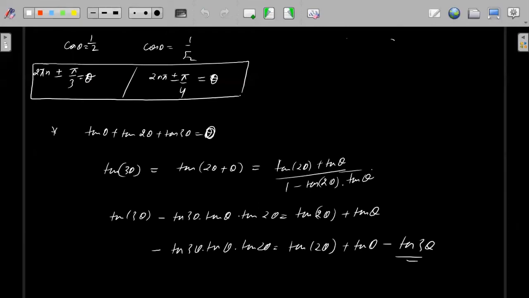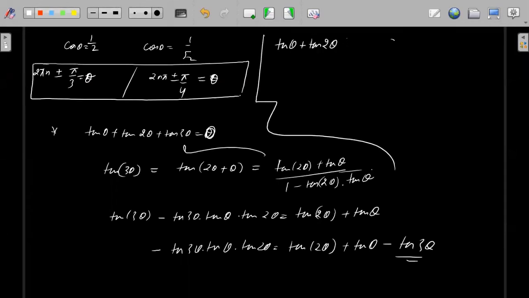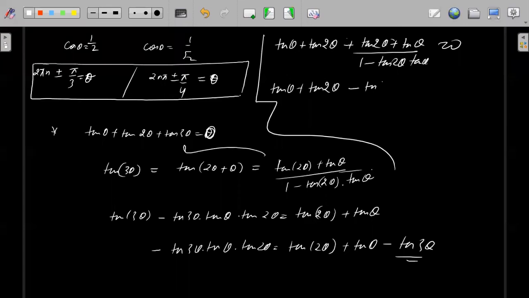Okay, so let's see. One more method we can do is to substitute simply here. Let's see, tan of theta plus tan of 2 theta plus tan of 2 theta plus tan of theta divided by 1 minus tan of 2 theta into tan of theta is equal to 0. So if I take the LCM, this will become tan of theta plus tan of 2 theta and minus tan theta, tan 2 theta, tan theta.